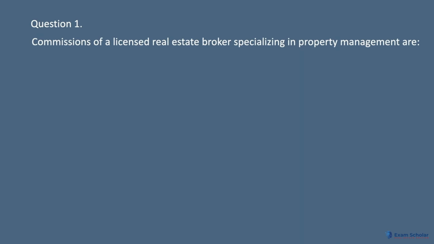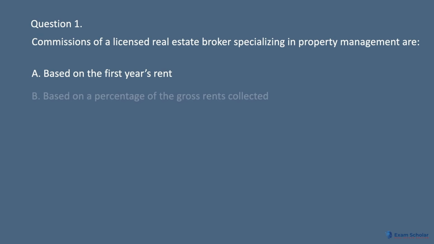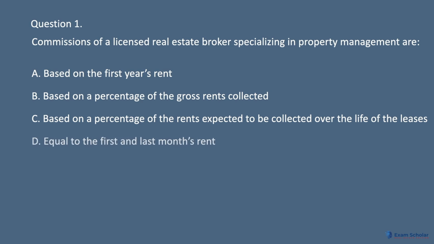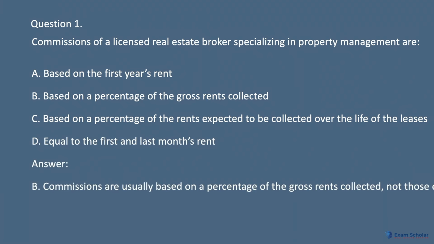Question 1. Commissions of a licensed real estate broker specializing in property management are: A. Based on the first year's rent. B. Based on a percentage of the gross rents collected. C. Based on a percentage of the rents expected to be collected over the life of the leases. D. Equal to the first and last month's rent. Answer: B. Commissions are usually based on a percentage of the gross rents collected, not those expected over the life of the leases.